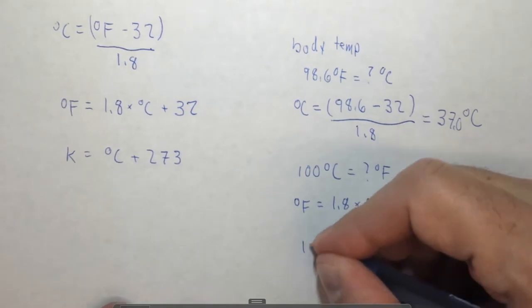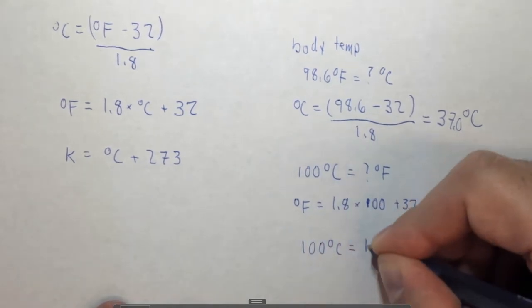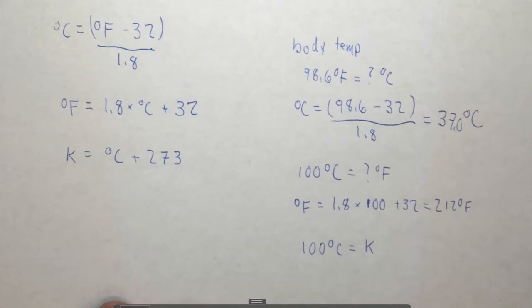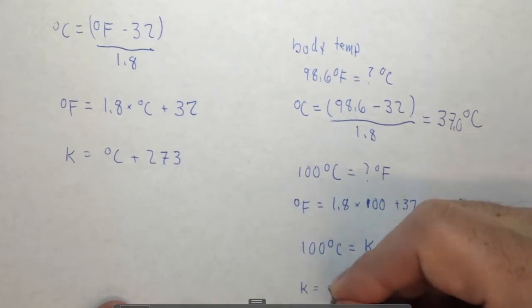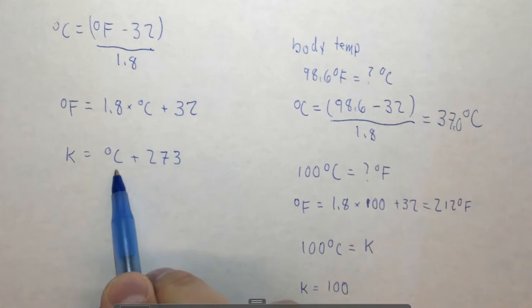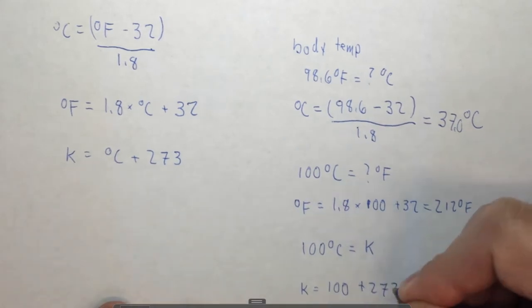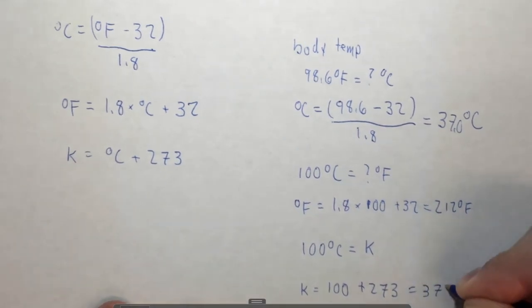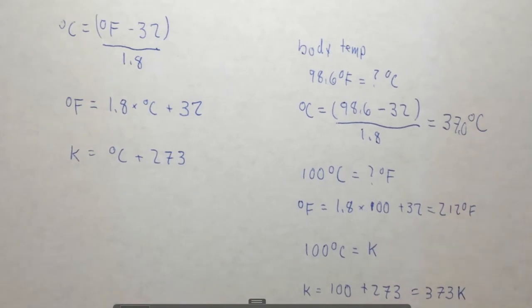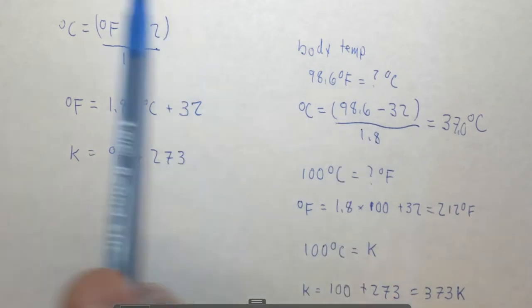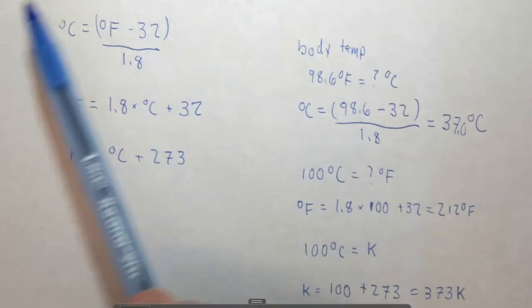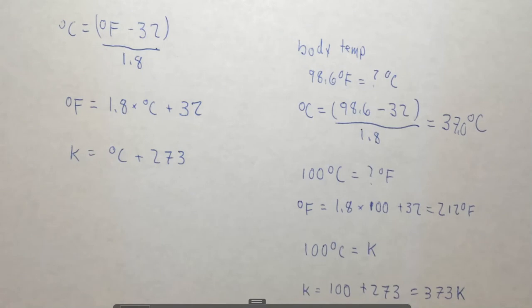What if we wanted that same temperature, 100 degrees Celsius, in Kelvin? Well, we could figure that out as well. Kelvin equals the 100 degrees C plus 273, which of course is 373 Kelvin. So we do need to be familiar with how to convert from one unit of temperature to another unit of temperature, and this is how we can do this. These are a good thing to write down so that you have them handy when you need them.